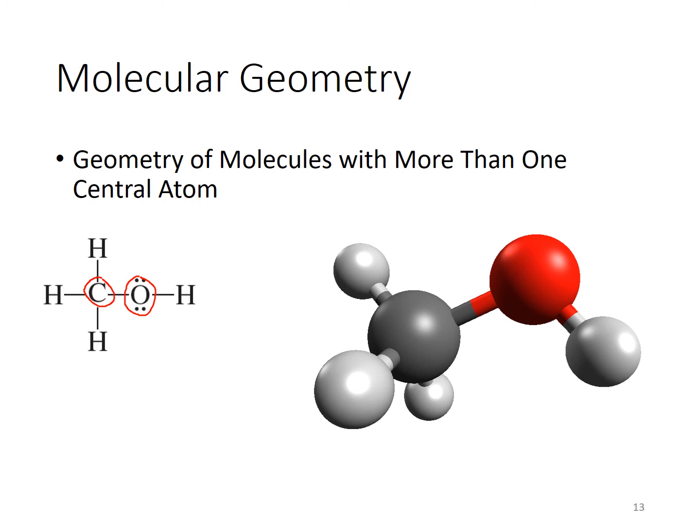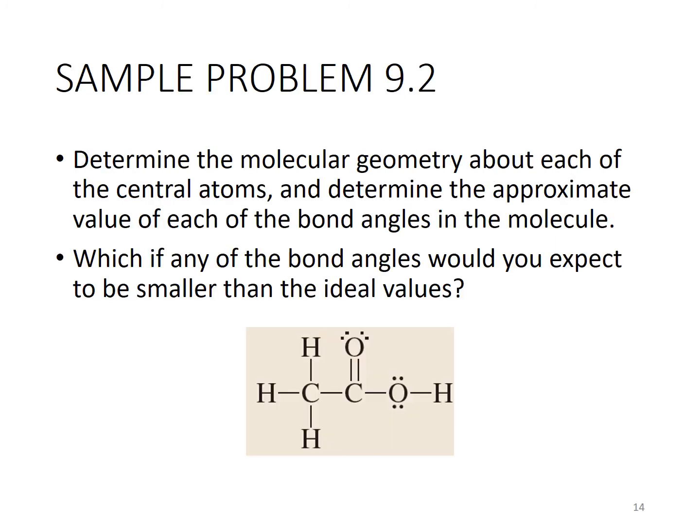This oxygen, however, will be tetrahedral electronic geometry because it has 2 lone pairs and 2 bonding pairs. But it is bent in terms of its molecular geometry. So this is how we would deal with molecules that have more than one central atom. You just look at the very localized situation. So just what's attached to the oxygen if you're dealing with the oxygen's geometry, just what's connected to the carbon if you're dealing with the carbon's geometry.